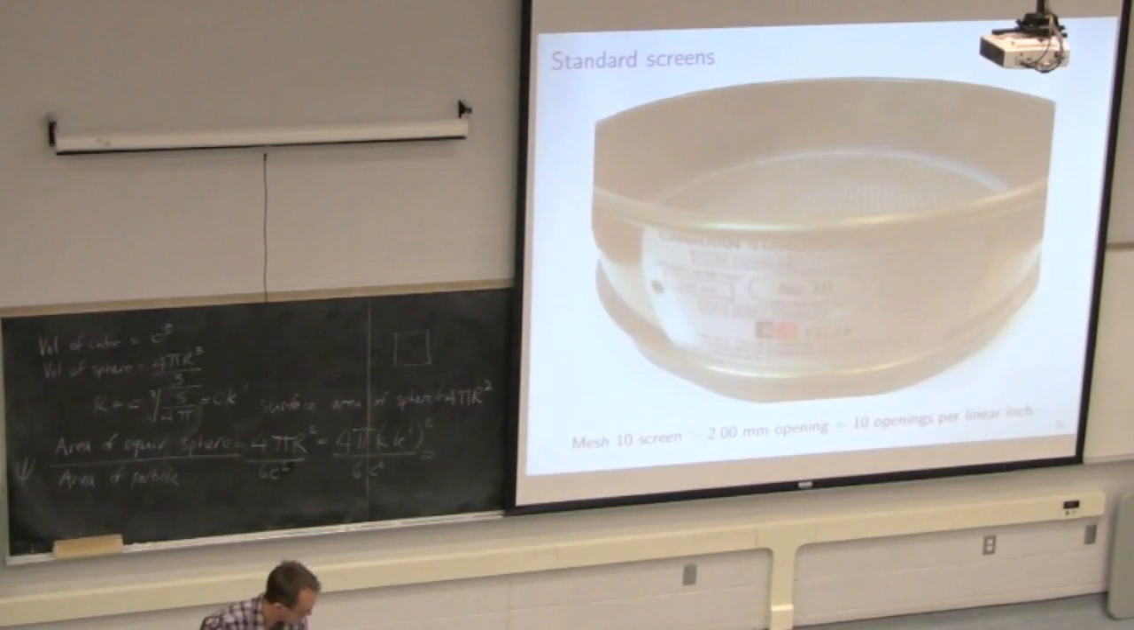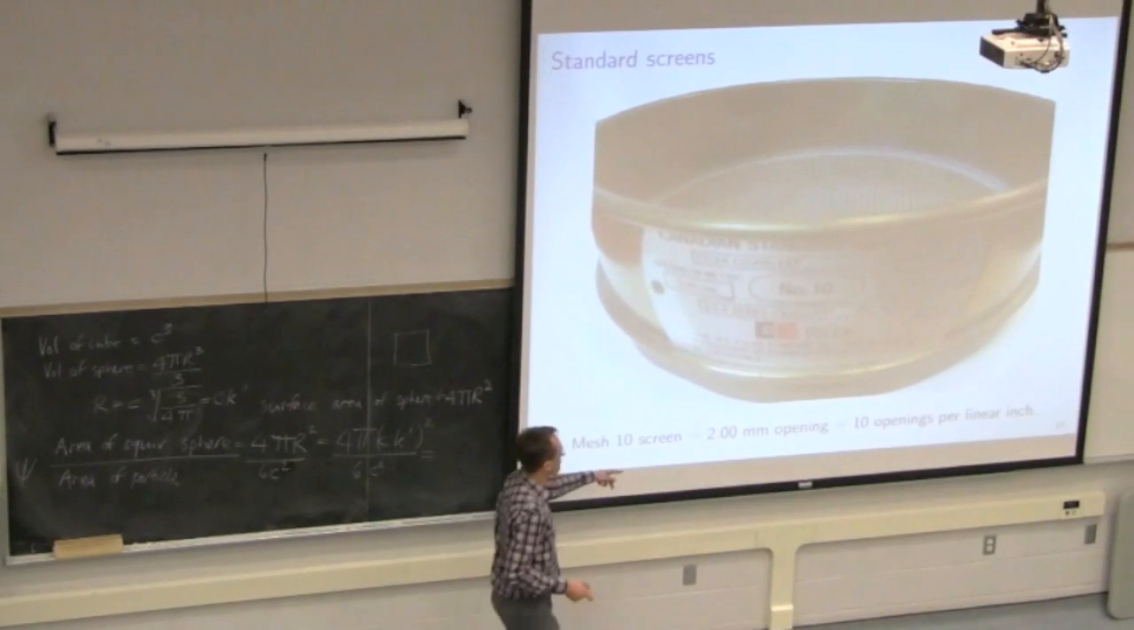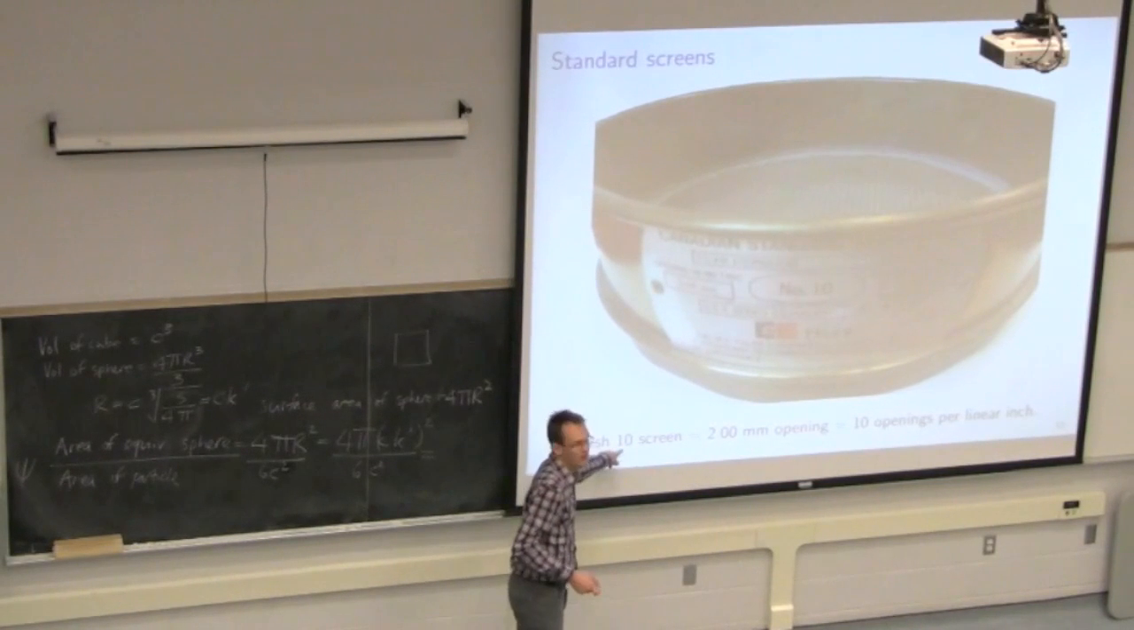Let's take a look at what that means. So the 10 mesh screen is 2 millimeter openings. The 10 refers to the number of openings per linear inch.